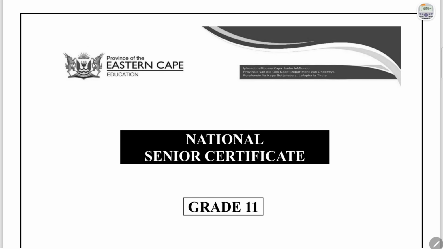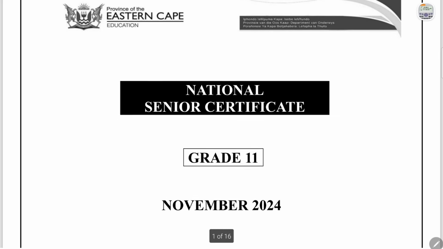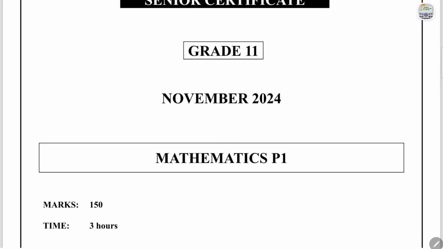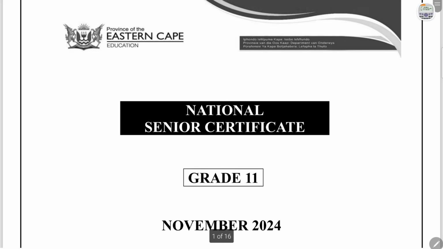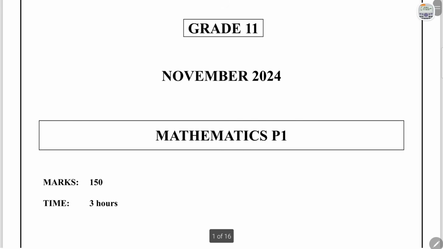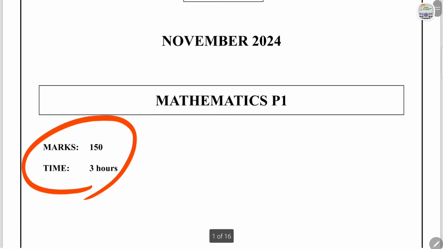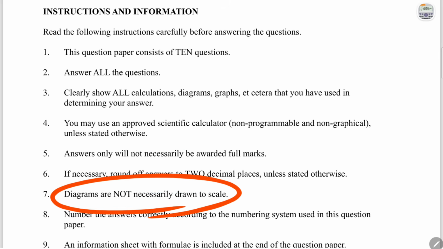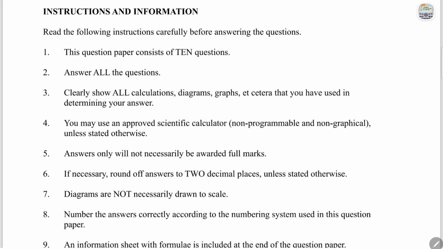In this video, we'll be working on the Mathematics Paper 1 for November 2024, and this is specifically from Eastern Cape. The marks allocated as usual is 150 and the time is 3 hours. The instructions as usual: if necessary, round off to 2 decimal places unless stated otherwise, and the diagrams are not necessarily drawn to scale. Okay, with that being said, let's get into this video.